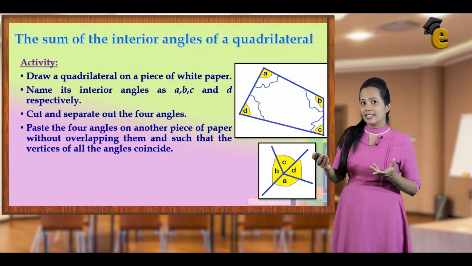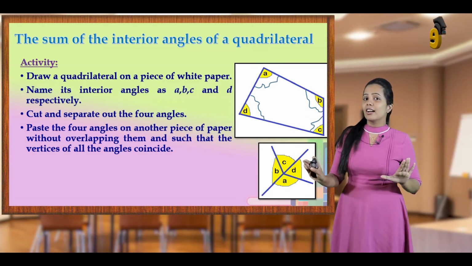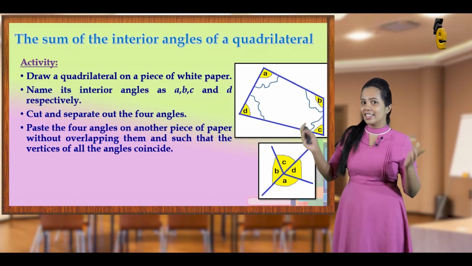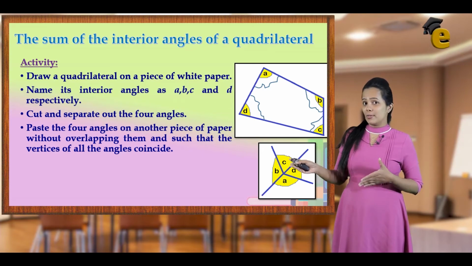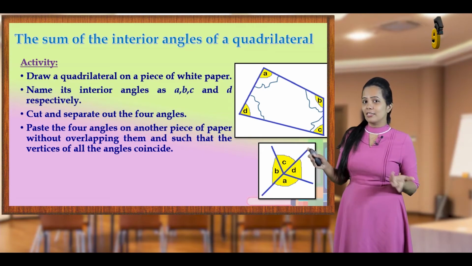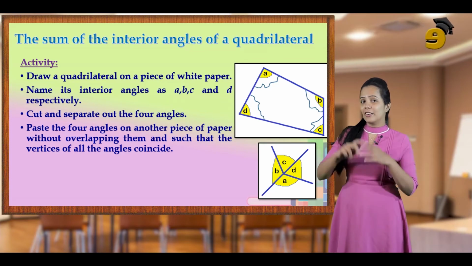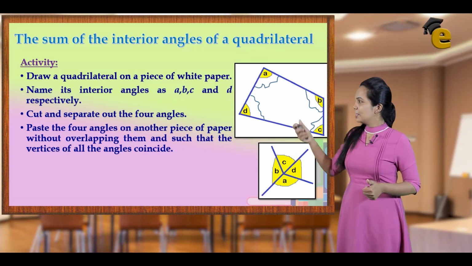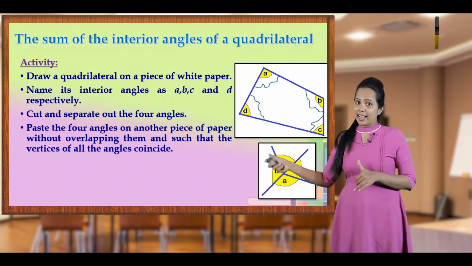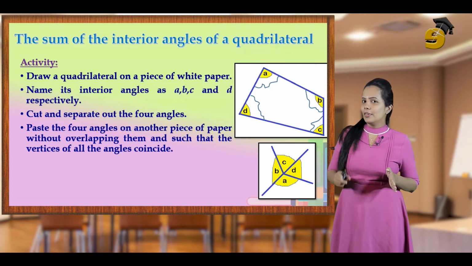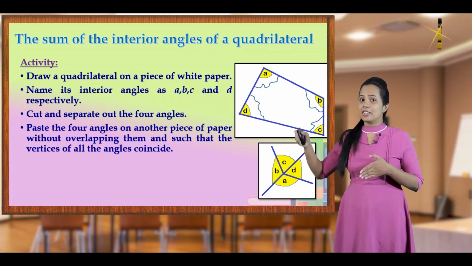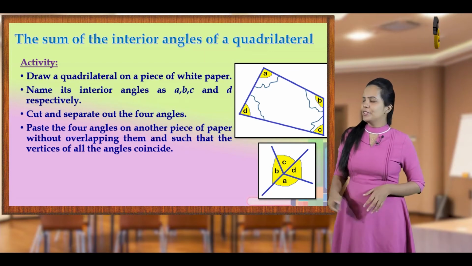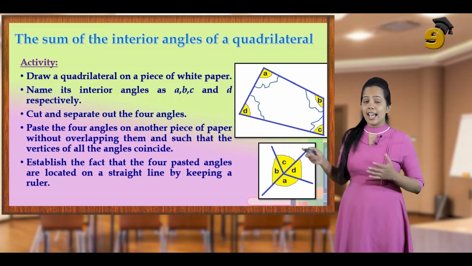Then what you can see, when you paste these 4 angles like this, you will get the result such that those 4 angles are covering the whole space. That means they are covering the whole space around a point. What is the total value of an angle around a point? That is 360 degrees. That means you can understand with the help of this activity that the sum of the interior angles of a quadrilateral is 360 degrees. So, we take that result as a theorem.